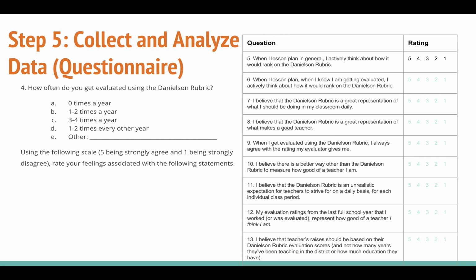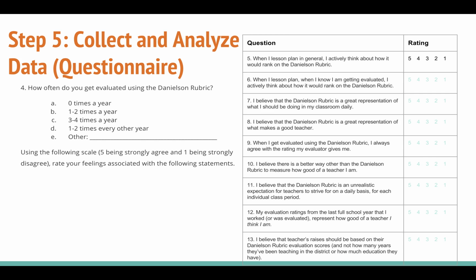So if they agree strongly with something, they will rank it a 5. And if they strongly disagree with something, they will rank it a 1, and then everything in between. Some examples of questions include: when I lesson plan in general, I actively think about how it would rank on the Danielson rubric. When I lesson plan, when I know I am getting evaluated, I actively think about how it would rank on the Danielson rubric. I believe that the Danielson rubric is a great representation of what I should be doing in my classroom daily. I believe that the Danielson rubric is a great representation of what makes a good teacher.